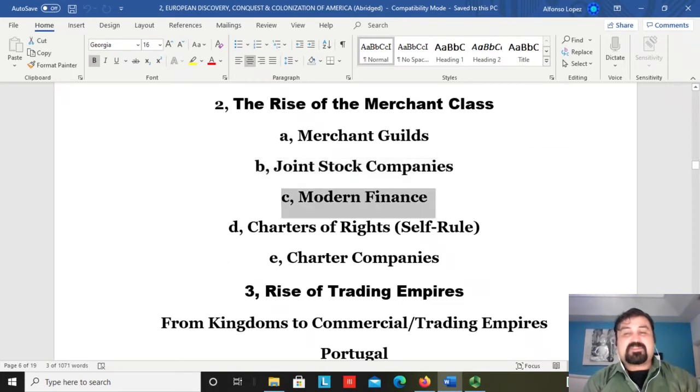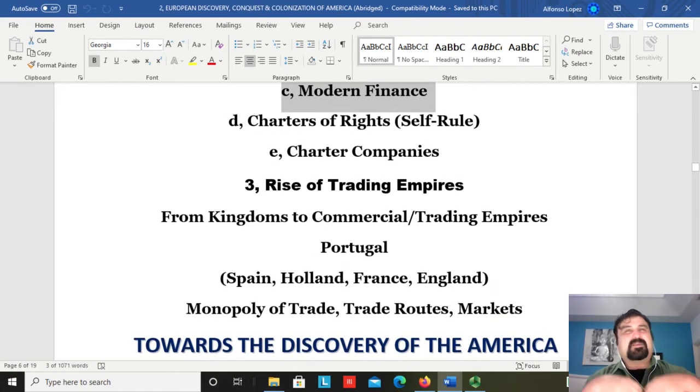Modern finance: some merchants are simply lending some of the money. They have gold, they have silver, they have accumulated from their trading ventures, and they're going to use that in order to finance operations, to lend it to other merchants who are investing, for example, in expeditions or in cargoes that they want to bring from the Mediterranean, or spices and so on and so forth.